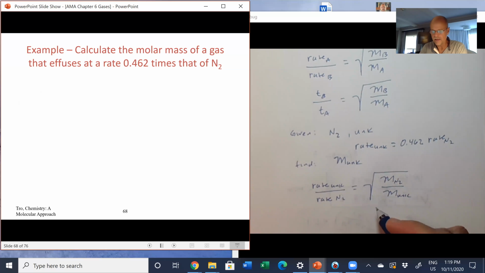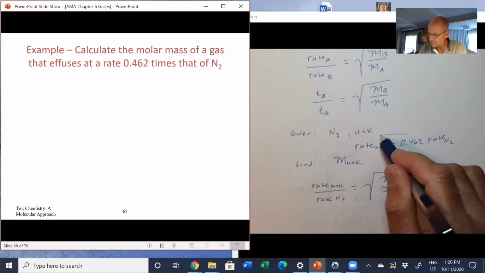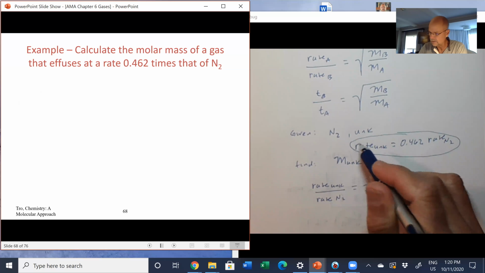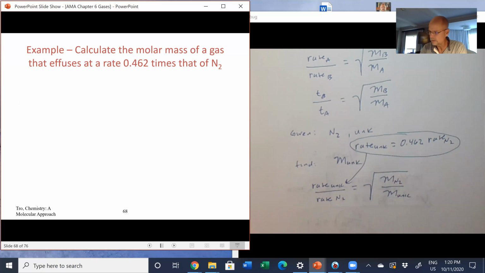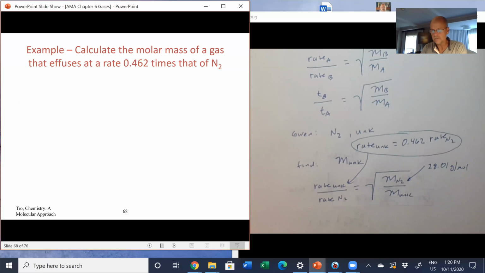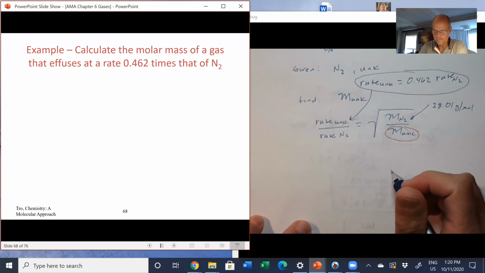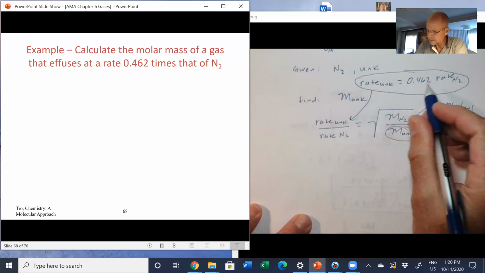We know that the rate of the unknown gas is equal to 0.462 times the rate of nitrogen, right? And we know the molar mass of nitrogen, 28.01 grams per mole. We're trying to find the molar mass of the unknown gas, that's what we're solving for. So we can start to plug these things in here, and we get something that looks like this.